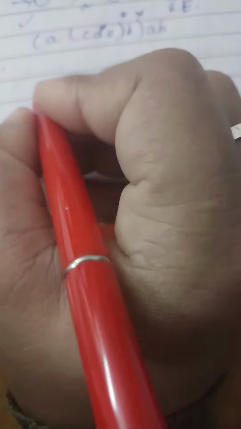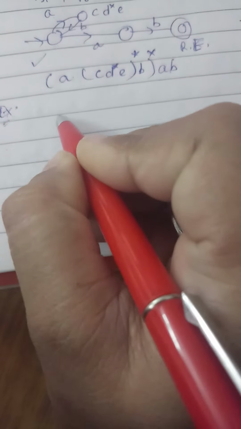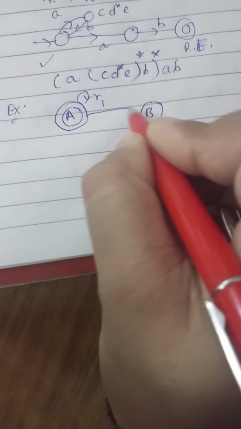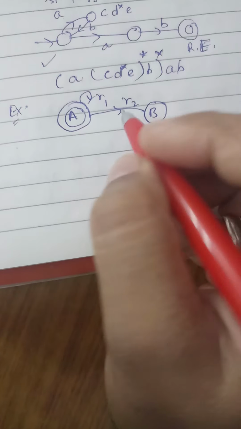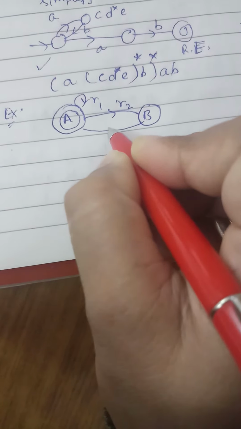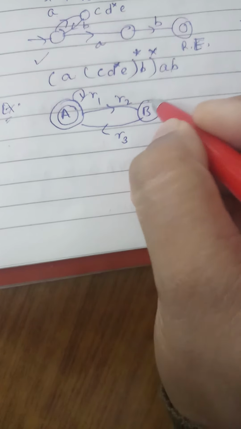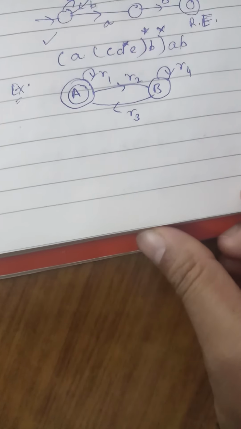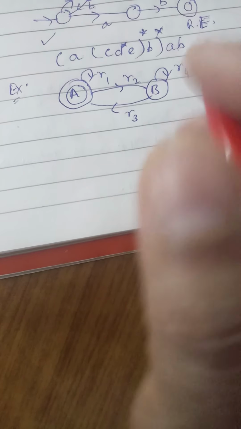And suppose we take another example. Suppose we have this: R1, B, R2, R3 and R4. So how are we going to write the regular expression for this?